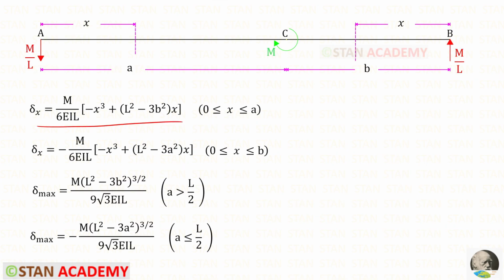This is the expression we have made to find the deflection from the point A to the point C. If you wanted to find the deflection from the point B to the point C, this is the expression. Here we have to add a negative sign and instead of B, we have to apply A. This is the expression for the maximum deflection we have made. If A is greater than L upon 2, if A is less than L upon 2, this is the expression.